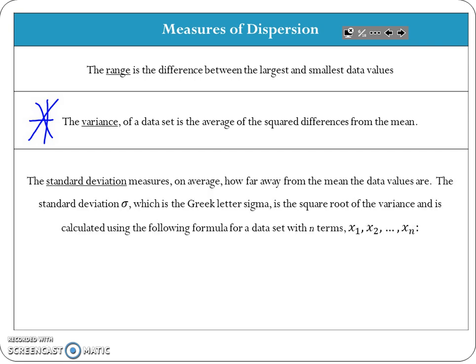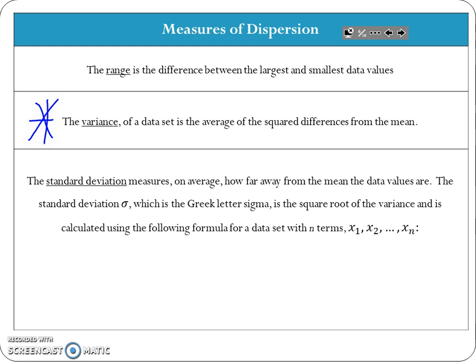Our last one is standard deviation, and this is important. Your standard deviation measures on average how far away from the average are your data values. So what we're going to do is we're going to find the average of the data, and then we're going to figure out how far away each of those numbers are from that average. And we're going to average that.